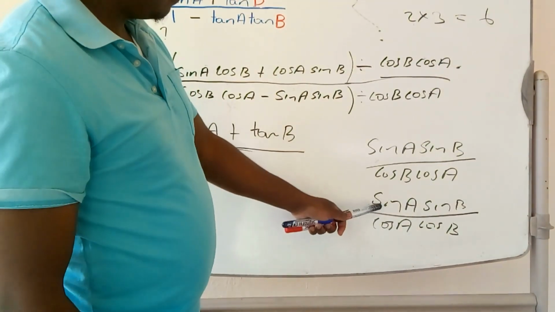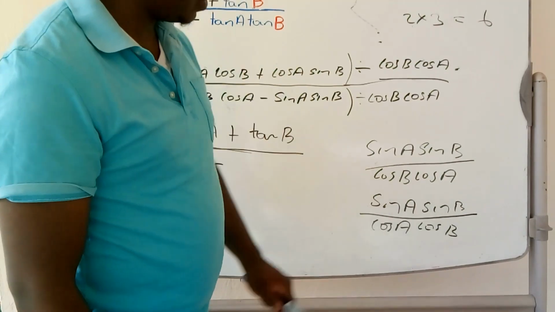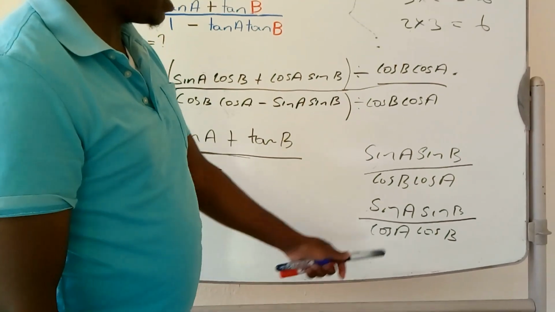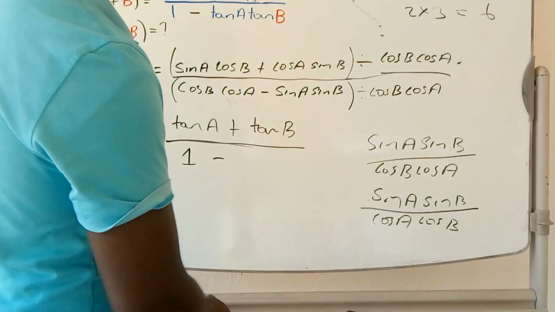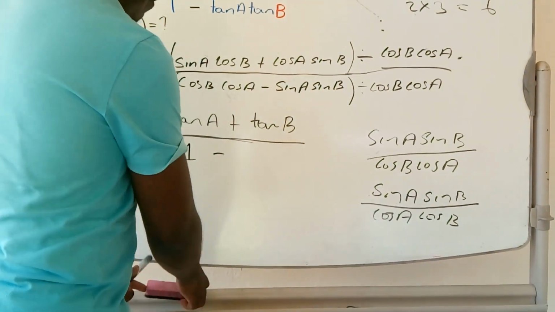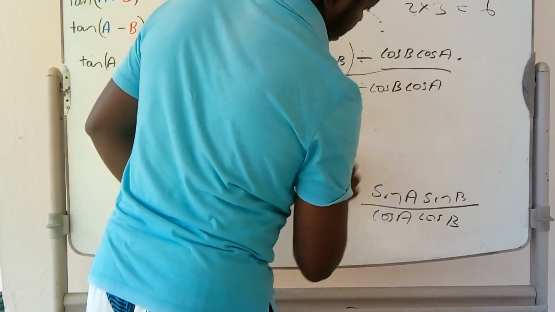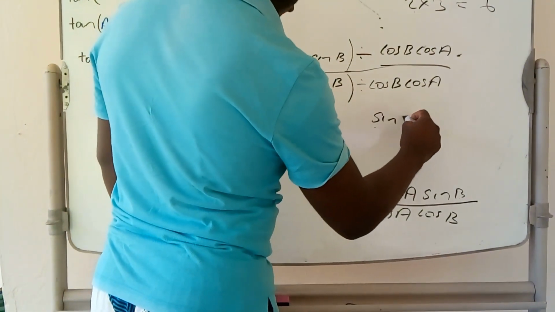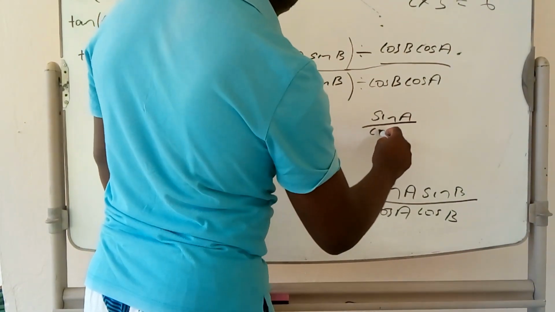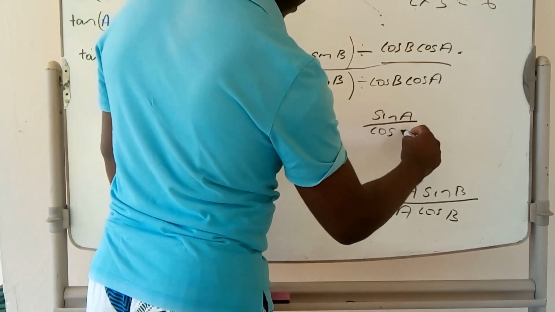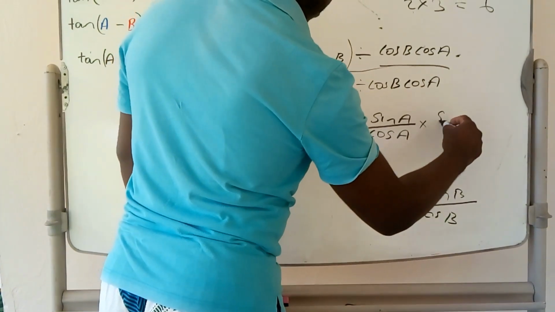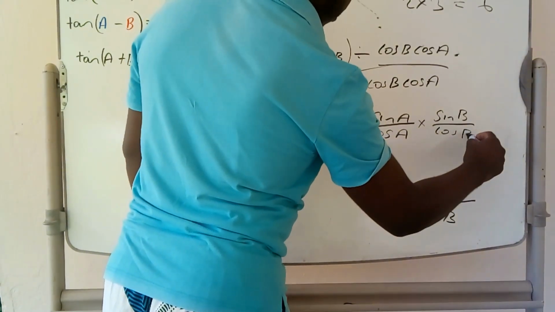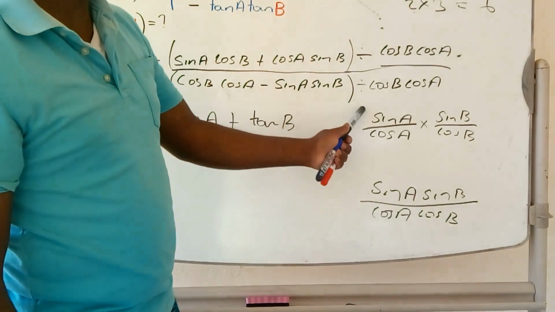Now that I have the A's over the A's, the B's over the B's, I can actually split this. I hope you are following me. If I split this, I can write it as this because it won't change the value. This is the sine of A divided by cos of A times sine of B over cos of B. You follow me there? They are the same thing.